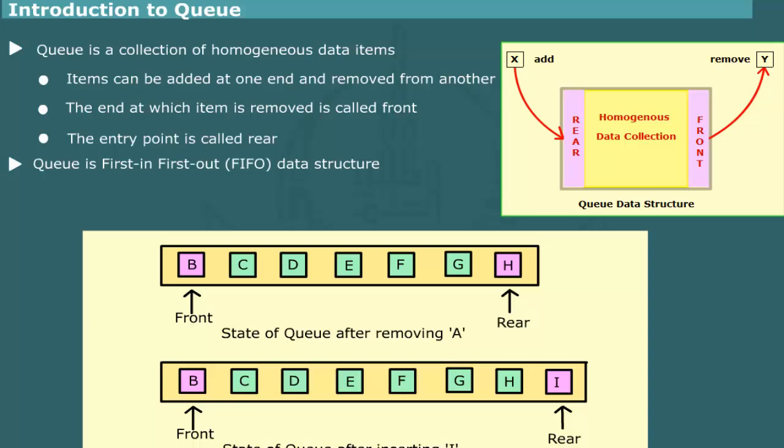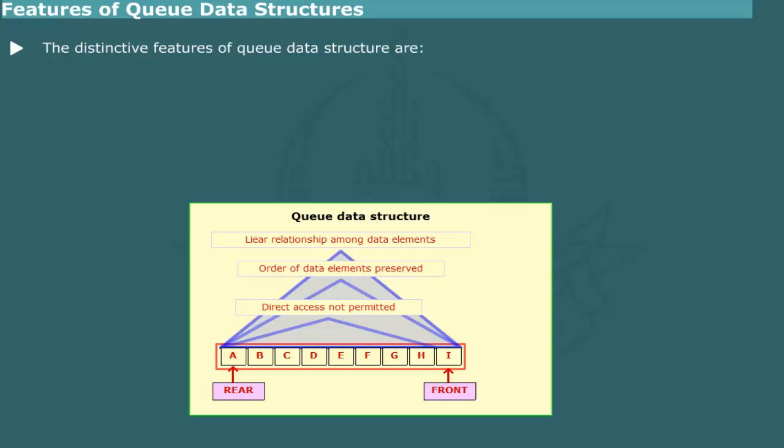Figure shows an example of queue which contains alphabets A through H. The arrows mark the front and rear ends of the queue. Notice that there is only one entry and one exit point. This arrangement implies that only the front and rear elements of the queue can be accessed directly. The middle elements are not accessible, and their order is preserved in all operations on a queue. This feature is illustrated in figures.